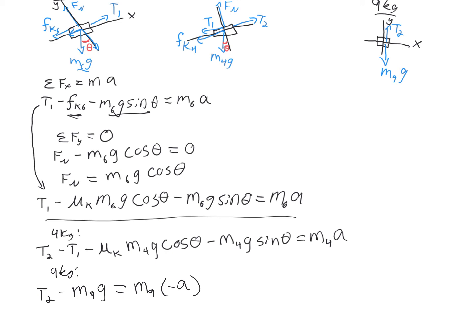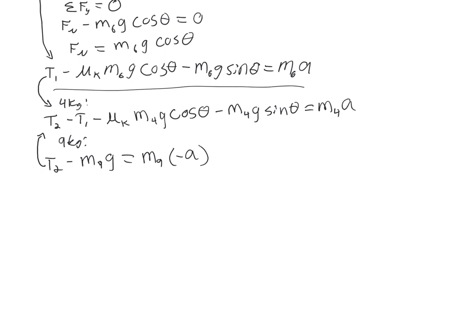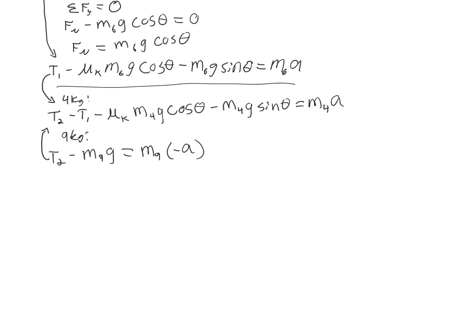So from here, in order to solve, you need to combine these all into one equation, so it gets ugly. But if you solve this for T2 and plug it in up here, solve this for T1 and plug it in down here, you can combine these into a single equation that enables you to solve for a. And that single equation is the same that you would get if you dealt with the system as a whole.